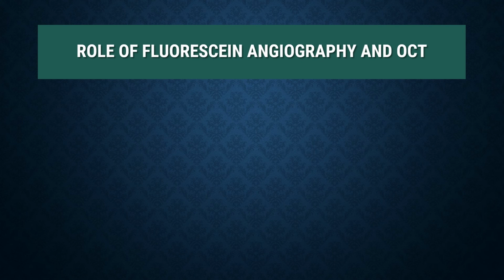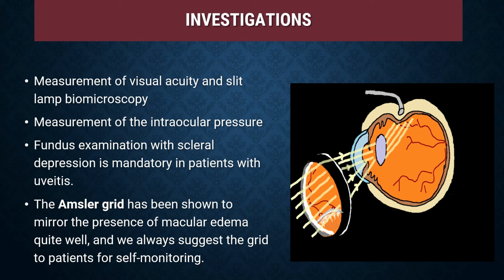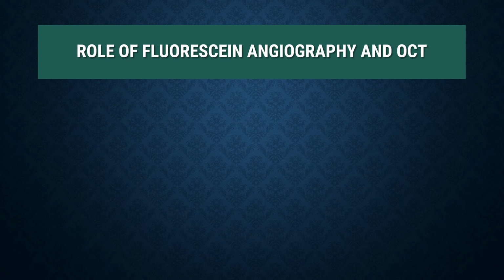Apart from that, many patients are given an Amsler grid so that they can monitor their symptoms and present early whenever they find some metamorphopsia in their vision, and that metamorphopsia should alert the treating physician about macular edema. That is one complication of intermediate uveitis. Of course, fluorescent angiography and optical coherence tomography have a role in case of intermediate uveitis.